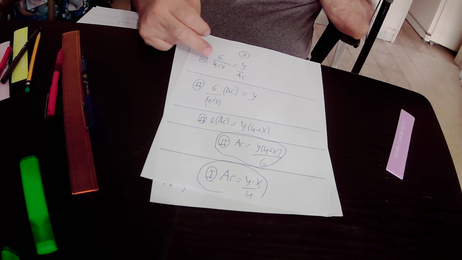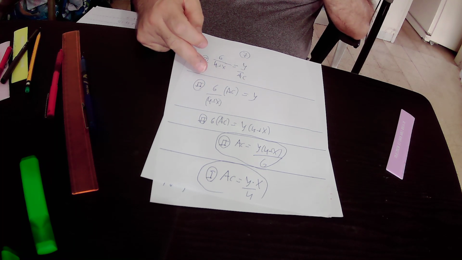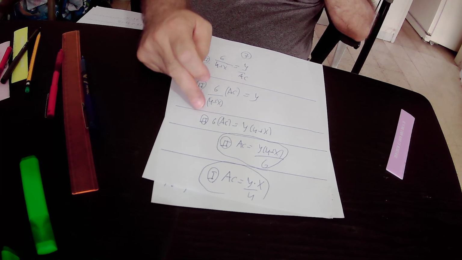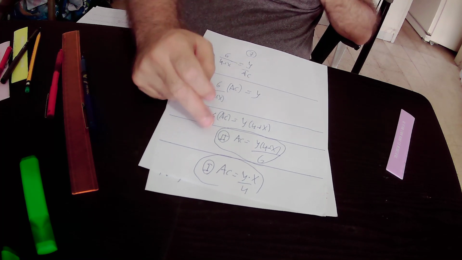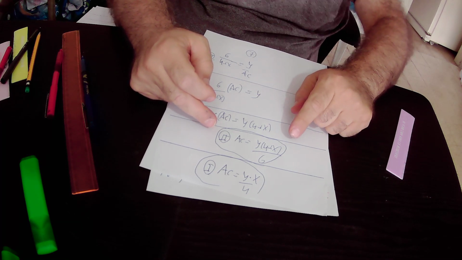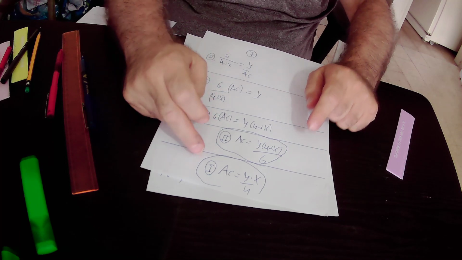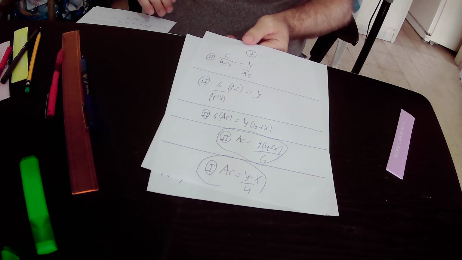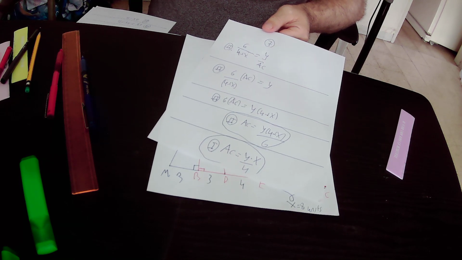We multiplied this equality by AC and got this equality. Then we multiplied equation number 2 by 4 plus X, and then divided it by 6, and we got the value of AC according to equation number 2: Y times 4 plus X over 6. And the value of AC according to equation number 1 is Y times X over 4. So we have the value of AC from both equation number 1 and equation number 2.